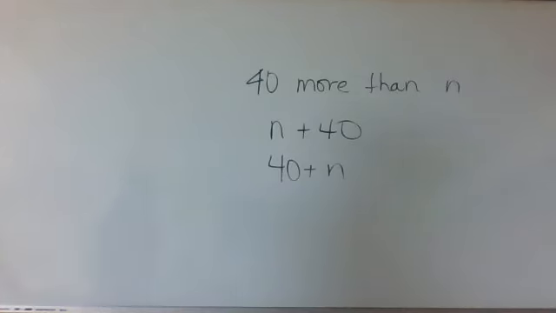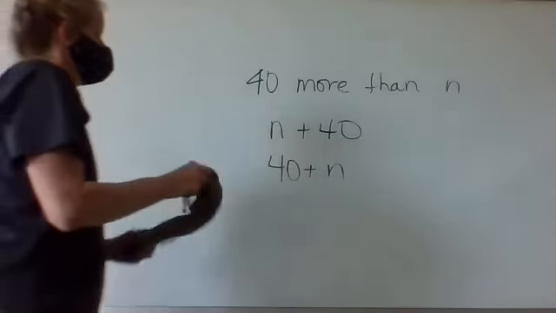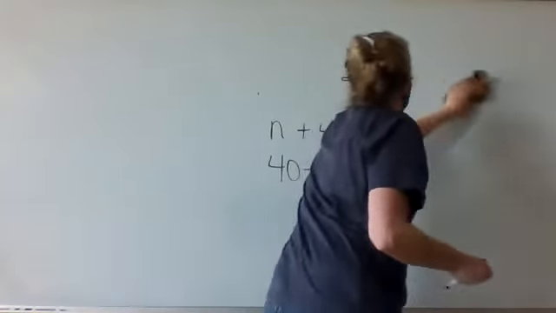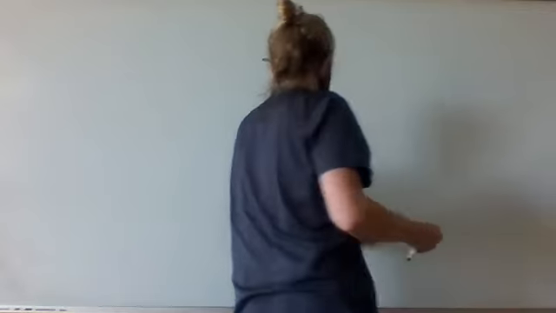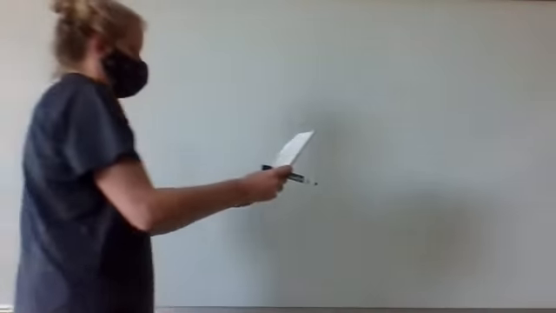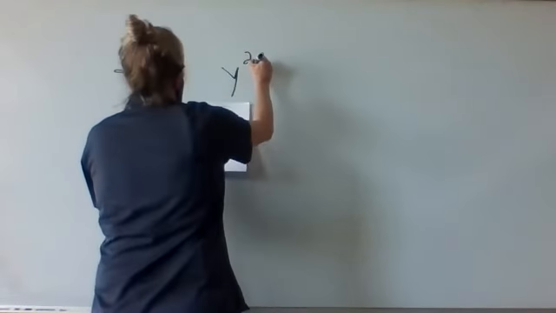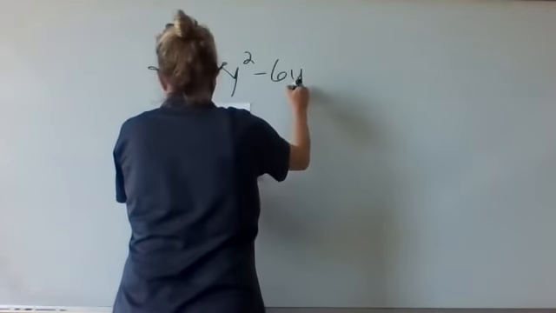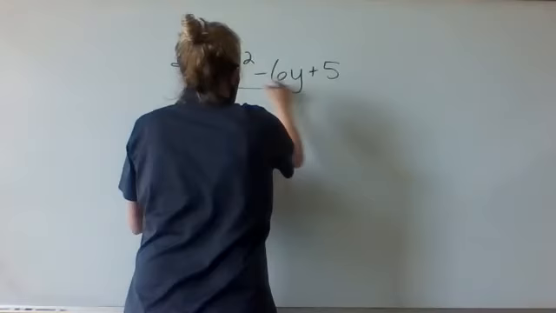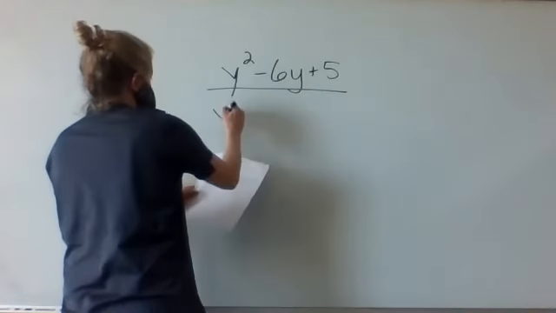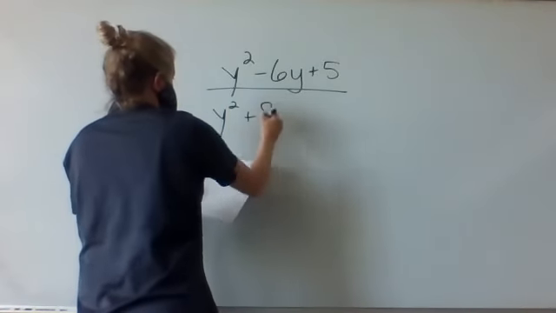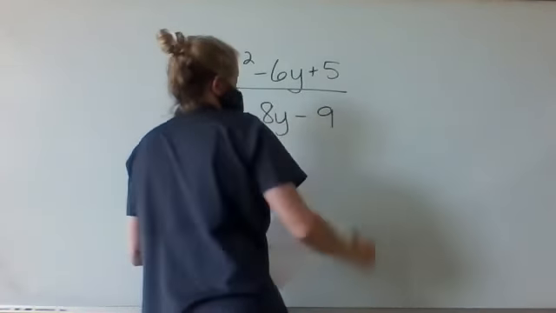All right, last one. Simplify by removing factors of 1. What we're going to do here is factor and cancel. We've got y squared minus 6y plus 5 over y squared plus 8y minus 9.